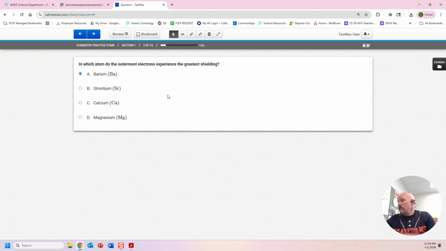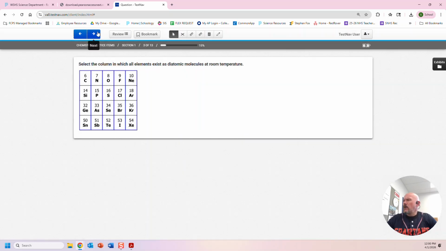So again, this practice item is on the 2010 chemistry standards as well. We're not going to get a new question for the new standards until I think question 9. Okay, or question 10 maybe.